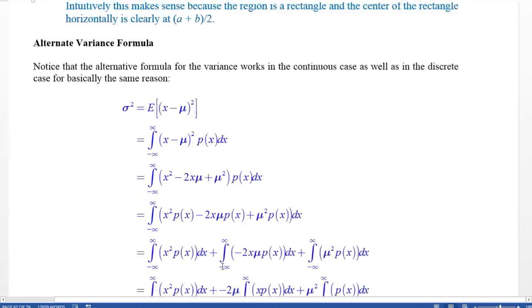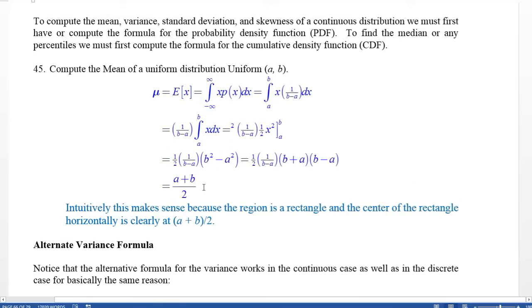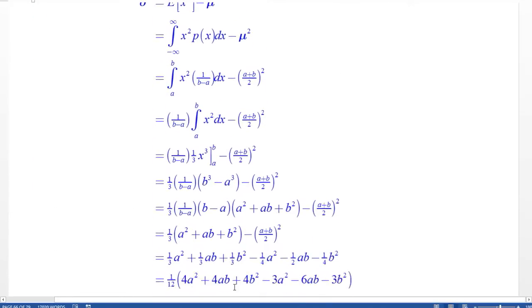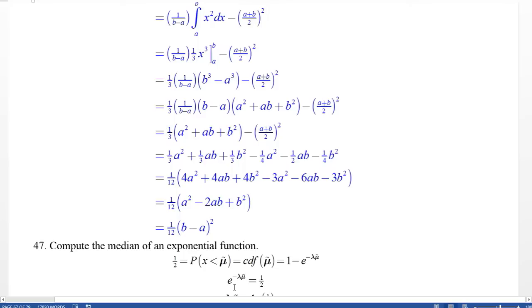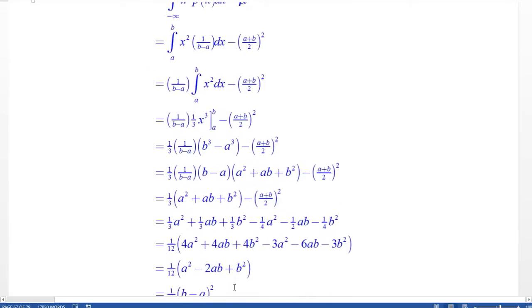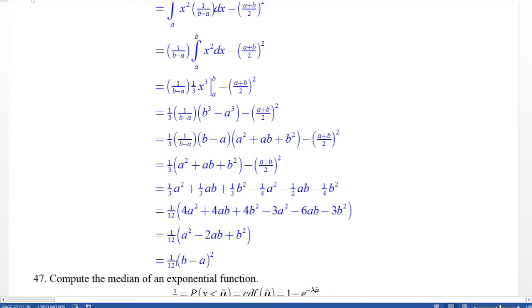So it turns out that the mean is a plus b divided by 2, and the length of the base is b minus a. It turns out that the variance is b minus a squared over 12. And of course that means that the standard deviation is the square root of that, so the standard deviation is just b minus a over the square root of 12.